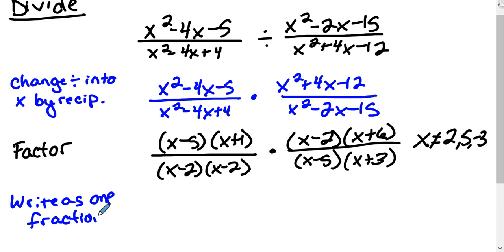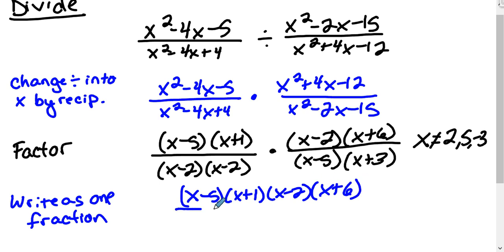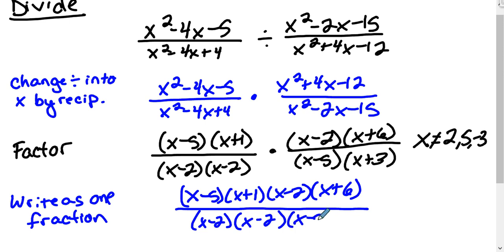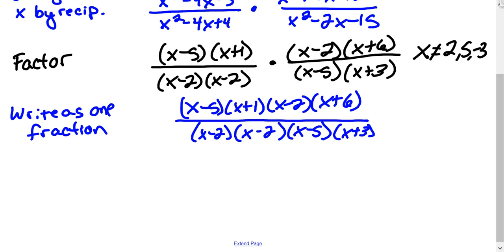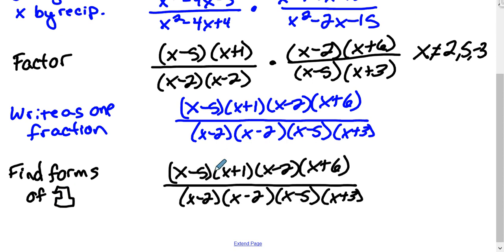And since it's multiplication, we multiply straight across the top. And then straight across the bottom. Next, we're going to go ahead and find forms of 1 and simplify those out. So we have the x minus 2's, we have x minus 5 over x minus 5, and that's all we have for simplifying out.